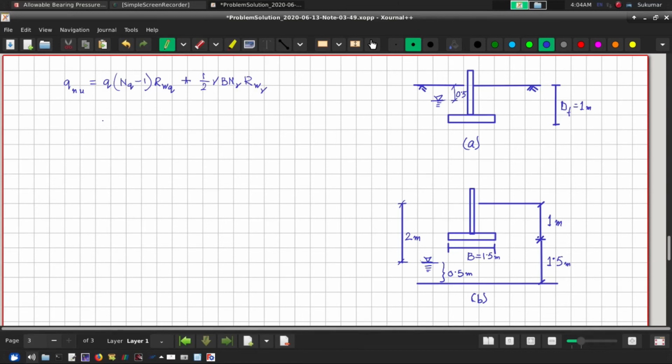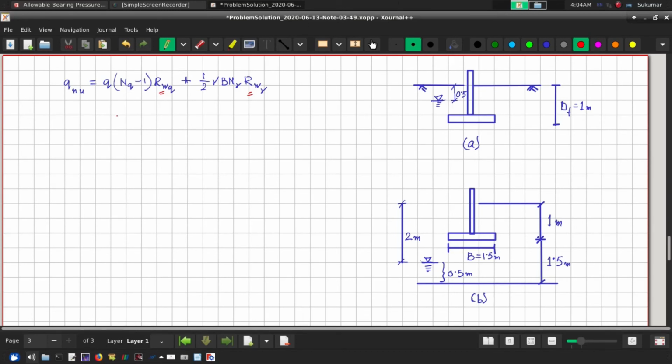Now in this problem we are asked to use gamma saturated as 20 kilonewton per meter cube, but when we consider the effect of water on the gamma in terms of these water table reduction factors, then we need not consider the submerged density. So the original density we are going to use, because the effect of submerged density will be already taken care of by these factors.